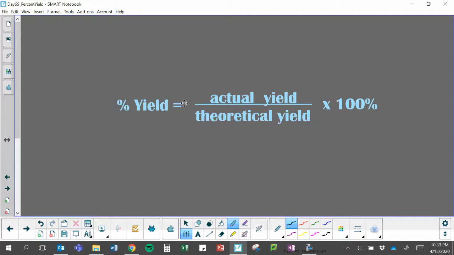You have your actual yield, how much you actually make, over your theoretical yield, how much you theoretically would be making, times 100% to make it a percent. Sometimes you may see actual yield also referred to as experimental yield. It's meaning the same thing. It's what you are actually making with your experiment.